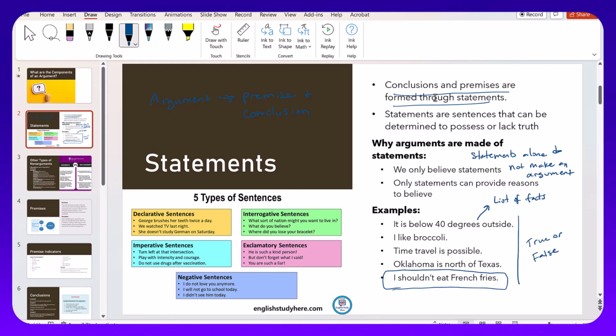Again, technically any of these can be built into a passage leading to an argument. But if you look for those indicators, it can help you quickly identify statements versus arguments. There's also different types of statements, right? Declarative sentences, and exclamatory sentences like "you're awesome" or "you're such a liar," as it mentions there. Negative statements, "I will not go," "I didn't see him today."